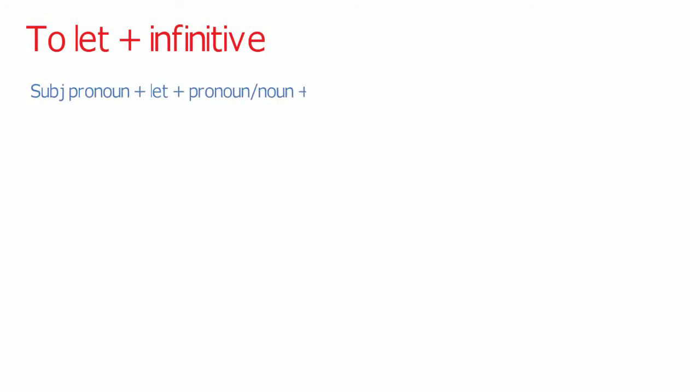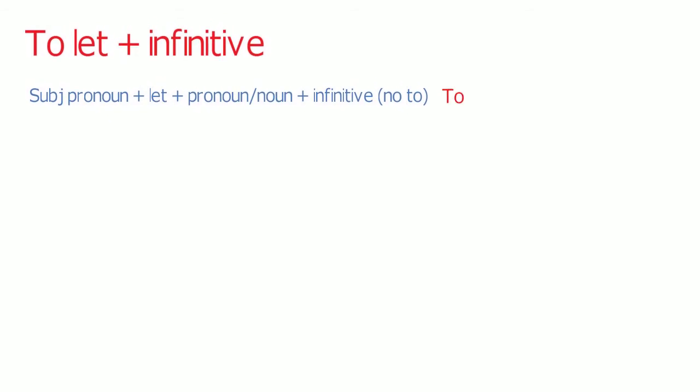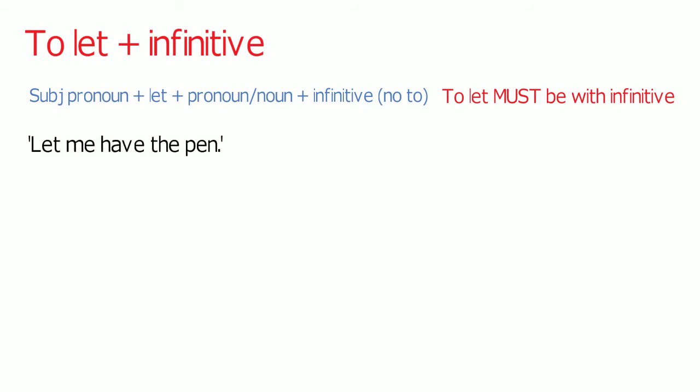Finally, we have to let. To let means to allow and carries the structure let plus pronoun or noun plus infinitive, no to. There's one thing to remember about let, and that is you must, and I mean must, have an infinitive after the noun or object pronoun. For example, let me have the pen. Let me the pen is incorrect and bad English.